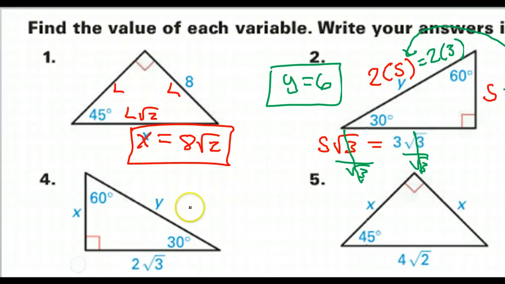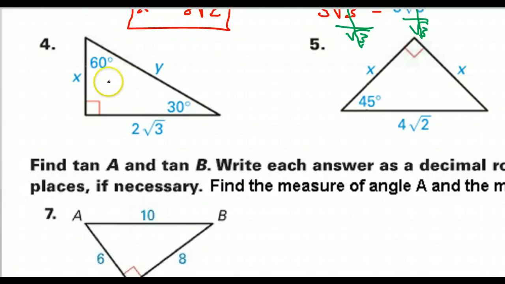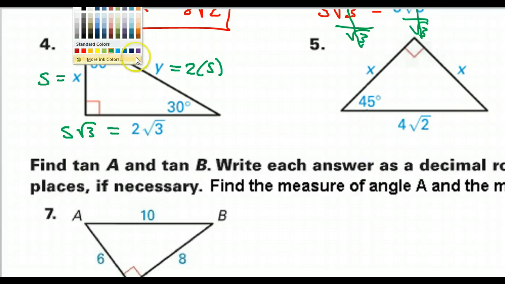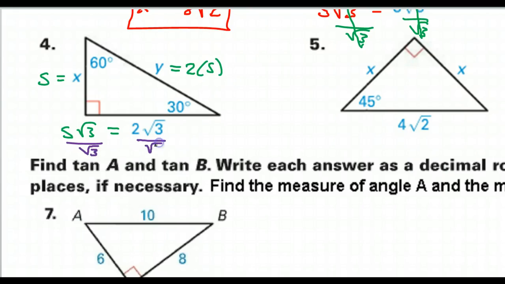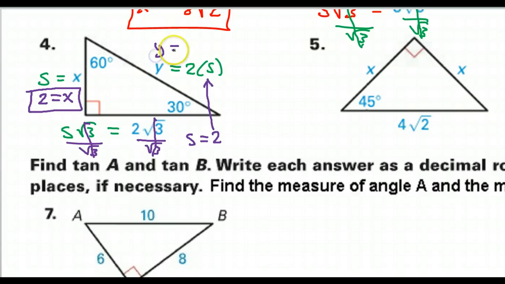All right, number 4. Again, the pattern is short, that's your short leg, and the hypotenuse is 2 times the short leg, and the long leg is the short leg times radical 3. I feel like we just did this problem a second ago. If I divide both sides by radical 3, I will find the short leg. So this tells me that the short leg is 2. So since the short leg is 2, that means x is 2. And if I substitute that in right there, that gives me that y is equal to 4.